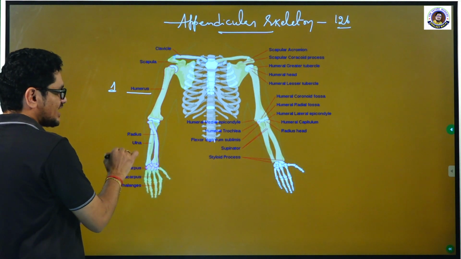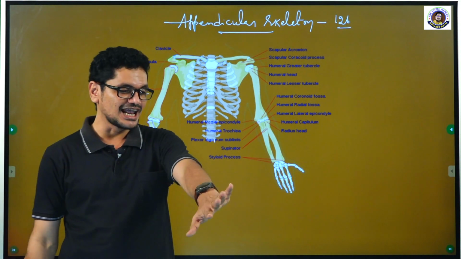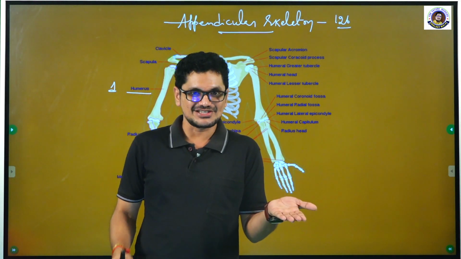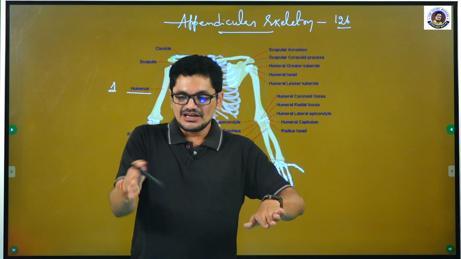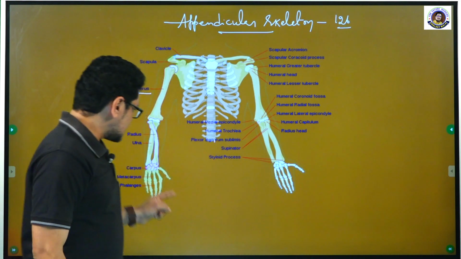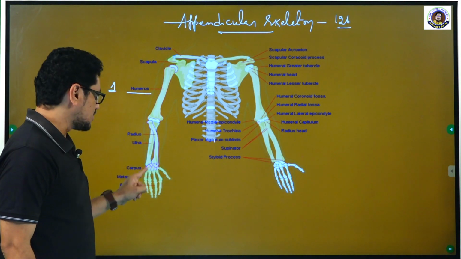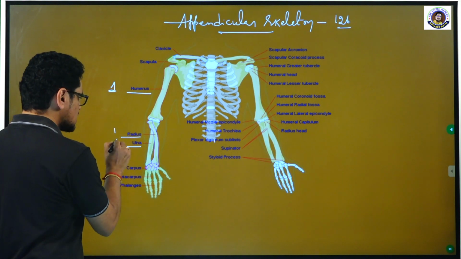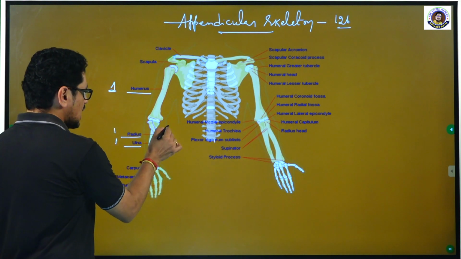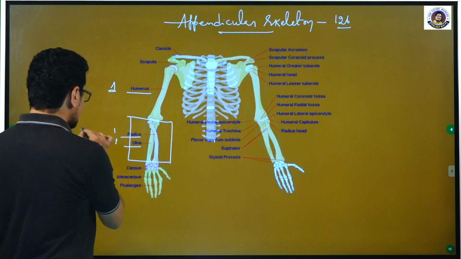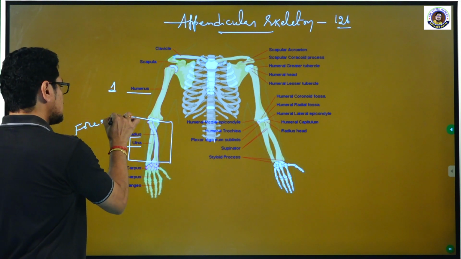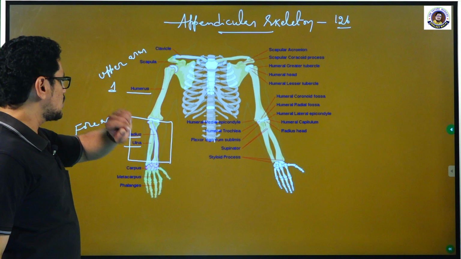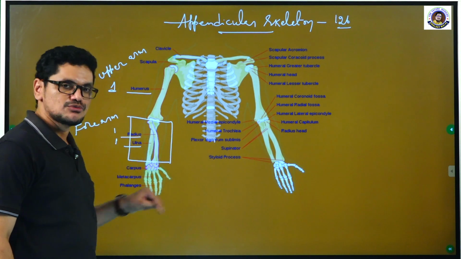And here see this, radius and ulna. One arm was represented like this, another arm was represented like this. What is the difference? I will tell. See, this is the upper arm and this is the forearm. In the forearm, 2 bones are present, radius and ulna. One radius, one ulna. This is the forearm area, and this one is the upper arm. The upper arm bone is humerus; in the forearm, the bones are radius and ulna, 2 bones.